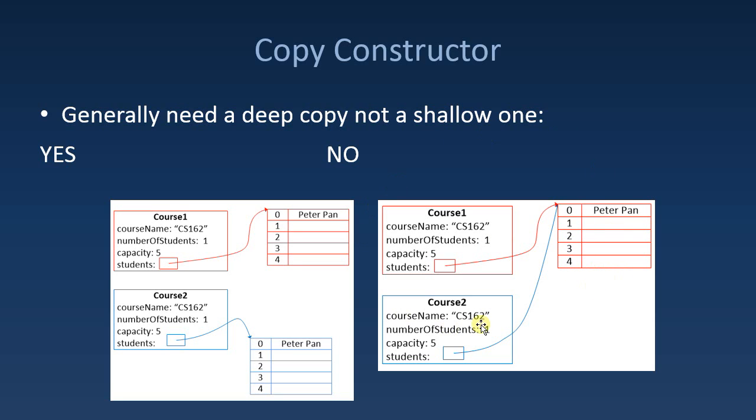Something like this is bad news because as soon as I add a student to course 1, so the number of students becomes 2 and there's a second thing in there, well, this guy has 2 students in there but thinks he's only got 1 student. So then if I add a student to course 2, he's going to overwrite that slot number 1, and now he's going to have messed up course 1. As soon as one of these gets destroyed, it's going to delete this array, and the other one's going to have this bad pointer.